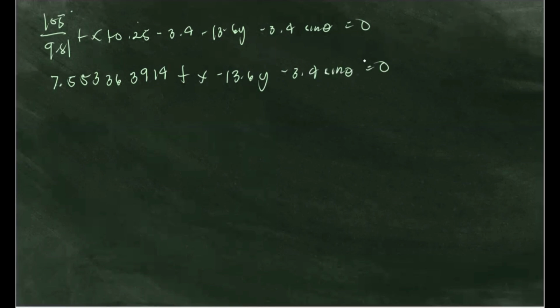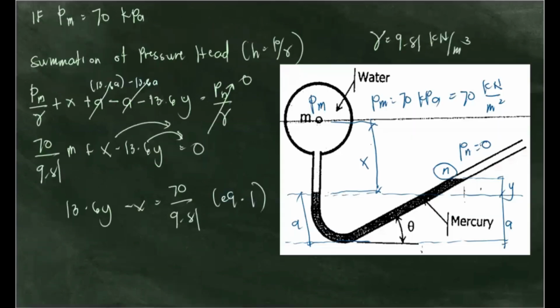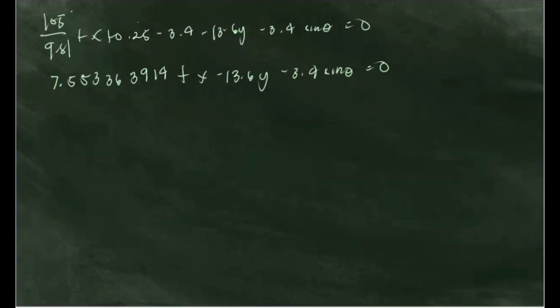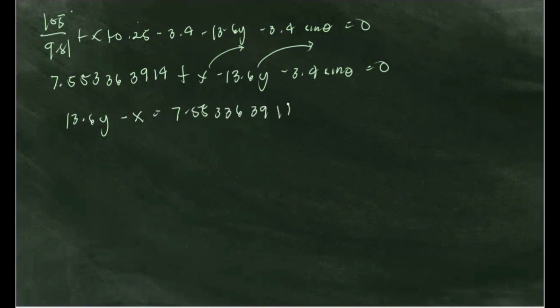Remember earlier, we did something in equation number 1. We made it 13.6y minus x. So let's do the same here. Move to the other side of the equation. This one also moves. So what happens is 13.6y minus x is equal to, still, 7.5533639114 minus 3.4 sine theta. And this will become our equation number 2.